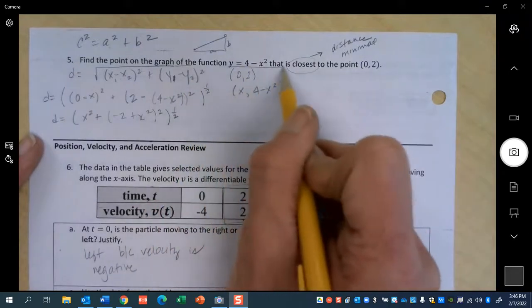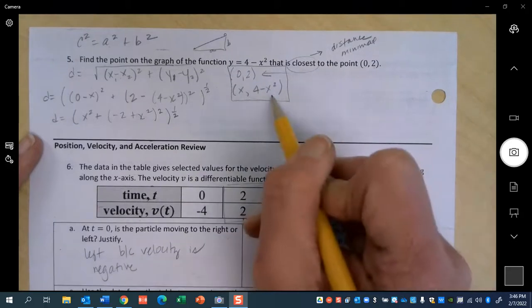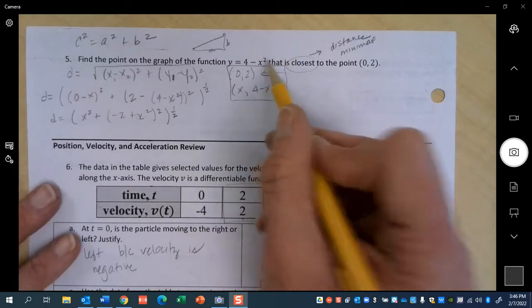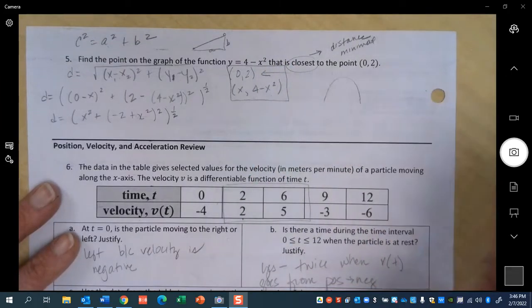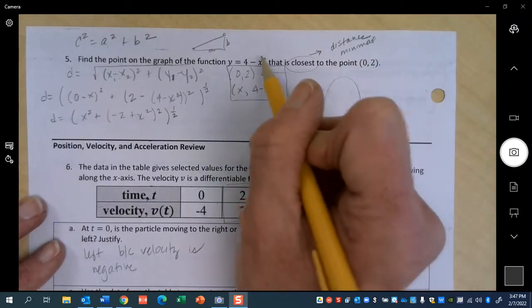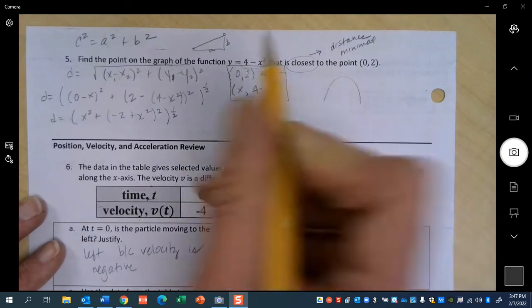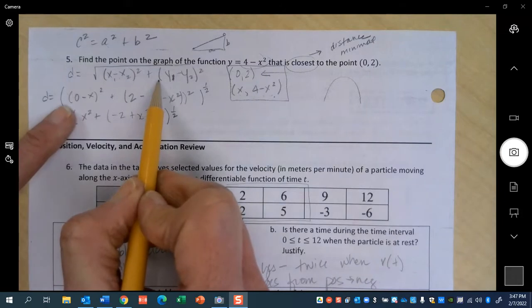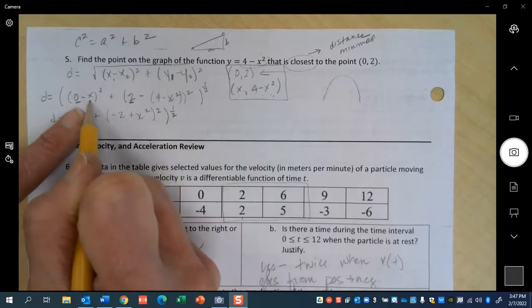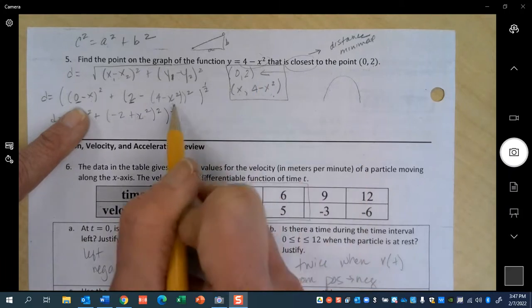Our 2 coordinates are here. And this is what's interesting. This coordinate was given to us. And this is the graph of y is equal to 4 minus x squared. So it's a parabola, a quadratic that goes down. And any point on this quadratic has an input and an output, and that output value is that. So that's my way of rewriting this equation in terms of just x. So here's my first point, 0 and 2. And my second point is x and 4 minus x squared.